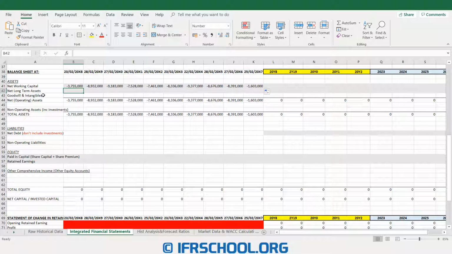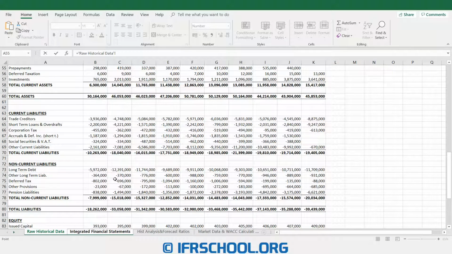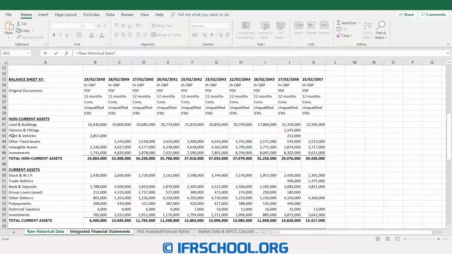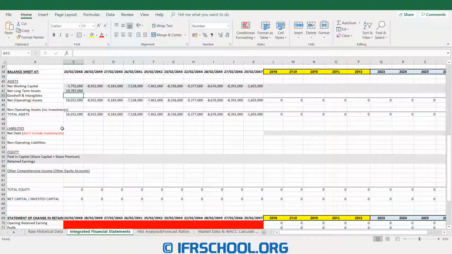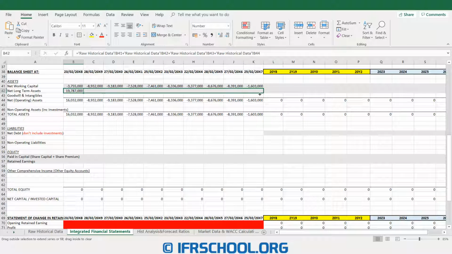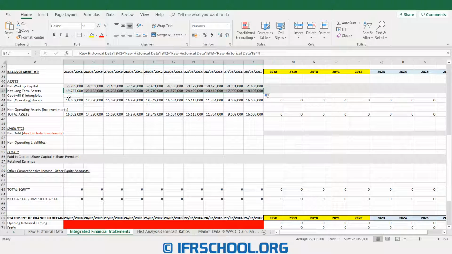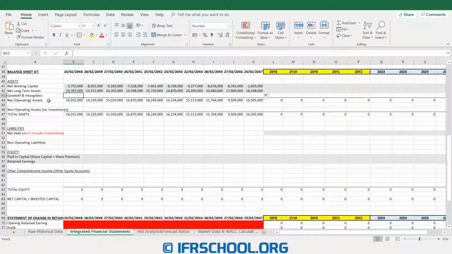Next, I will populate the cells for the net long-term assets line item. I will scrutinize the non-current assets section of the balance sheet for any accounts that should be included within this line. From the non-current assets section, I will include land and buildings, fixtures and fittings, plant and vehicles, and other fixed assets. I will again scrutinize the non-current assets section for any goodwill or intangible asset accounts.